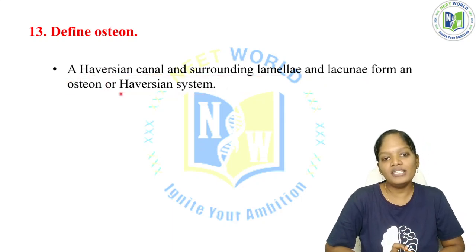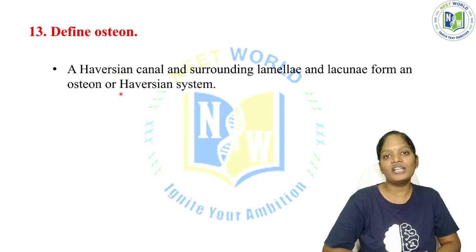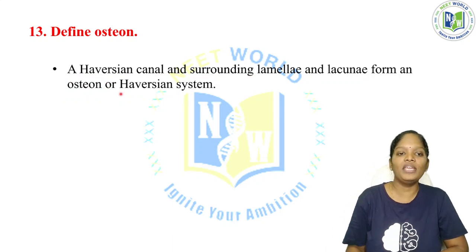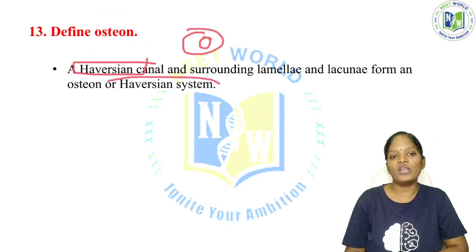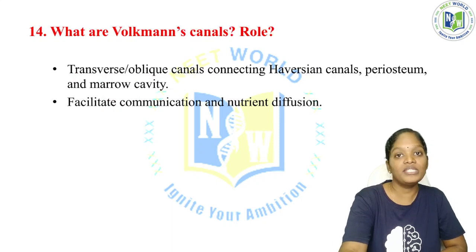This Haversian system we have discussed in the long answer questions, I think. Just go through it. So how can we define the osteon? It is nothing but a Haversian canal. If the Haversian canal is surrounded by lamellae and lacunae, we call it an osteon, and this osteon is also called the Haversian system, which is in the bone.